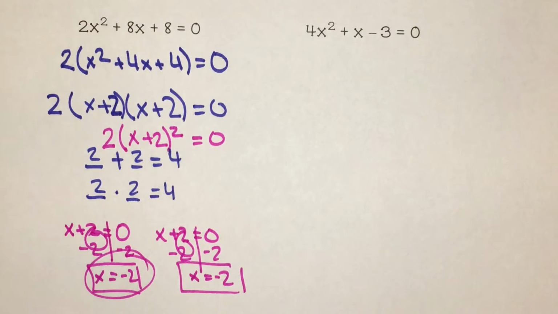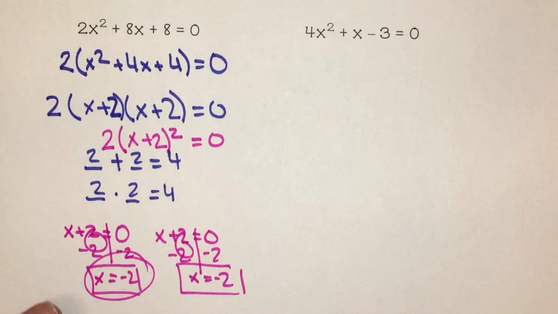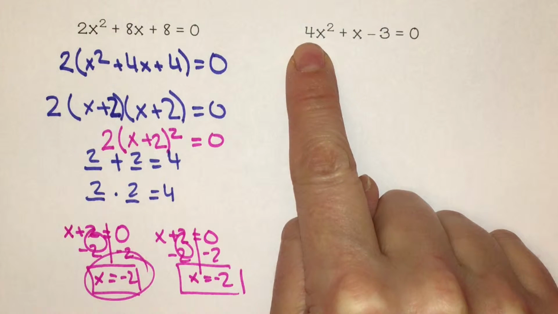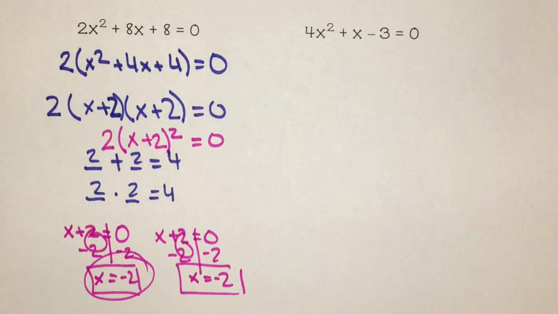On this one, I can't factor anything out. I don't have a number that I can factor out, and my x squared value is multiplied by a number. So this one's the one that's a little more complicated.